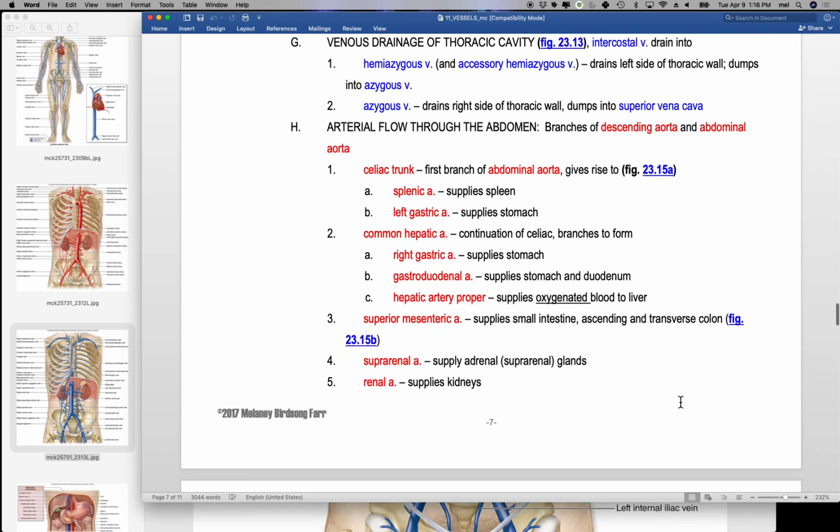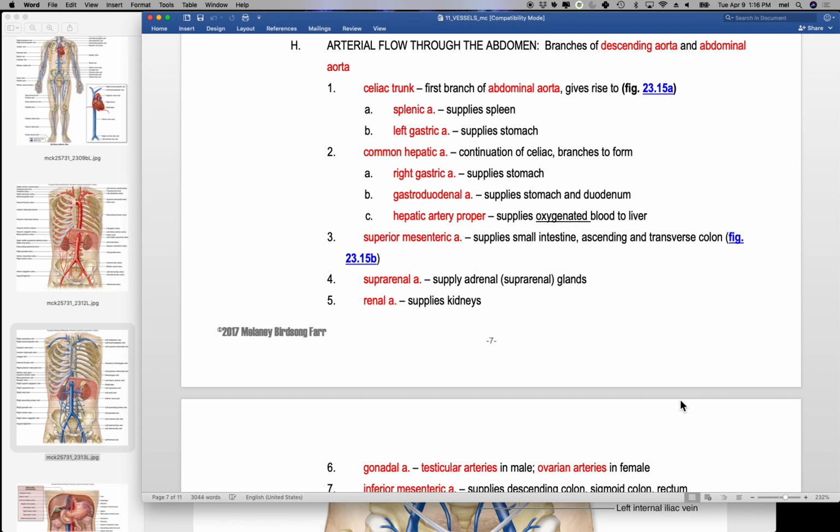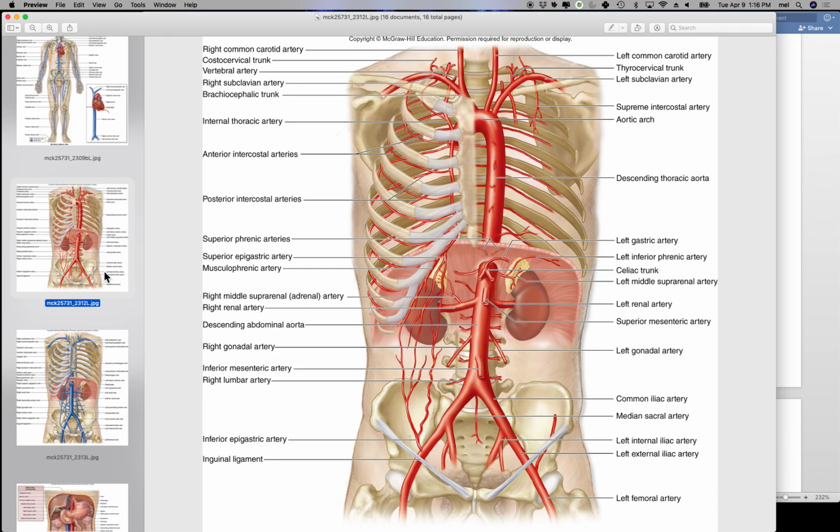Okay, so now, of course, we are going to do arterial flow through the abdomen and then venous drainage from the abdomen. So first, we're going to look here.